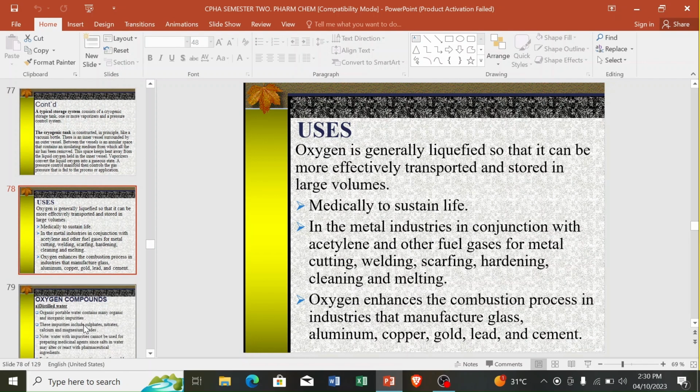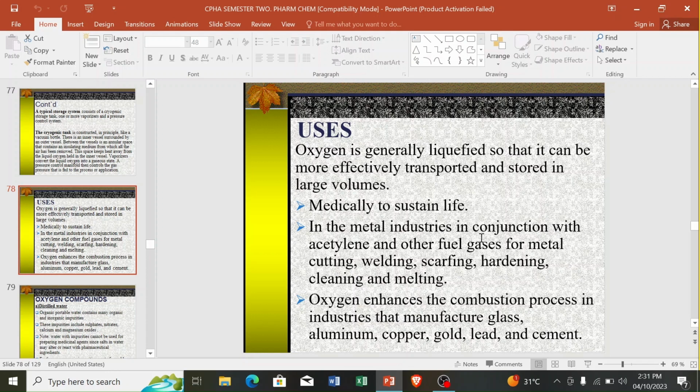So after you have known how to prepare oxygen, you need to know how to store it. And after you have known how to store, you also need to know the uses. How do we use oxygen? Oxygen is generally liquefied so that it can be more effectively transported and stored in large volumes. Medically, oxygen is used to sustain life.